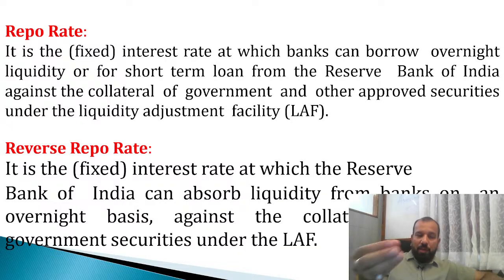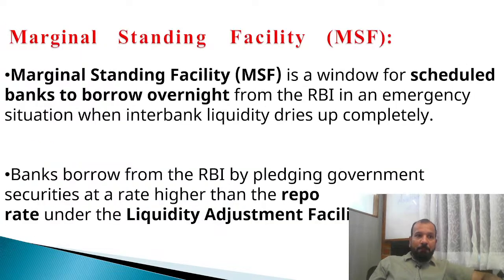Reverse repo rate is all about whenever the commercial banks have a surplus amount of money, they keep it with the RBI, and the RBI gives interest on those funds. That is called the reverse repo rate. So when commercial banks keep surplus funds with the RBI and the RBI gives a certain amount of interest, that is called the reverse repo rate.